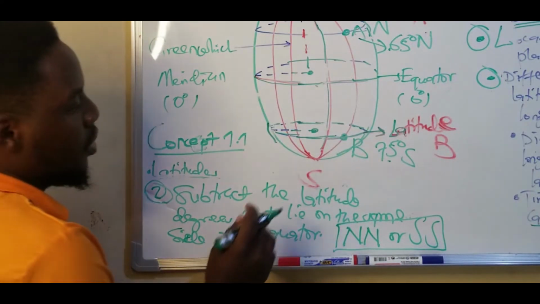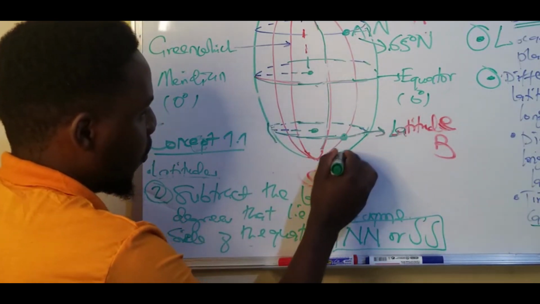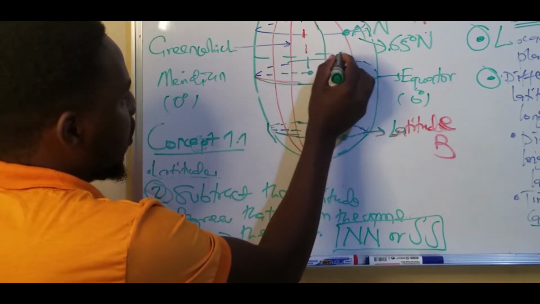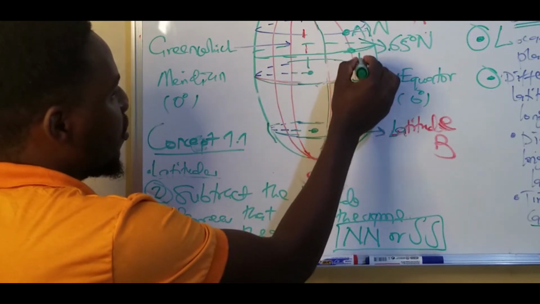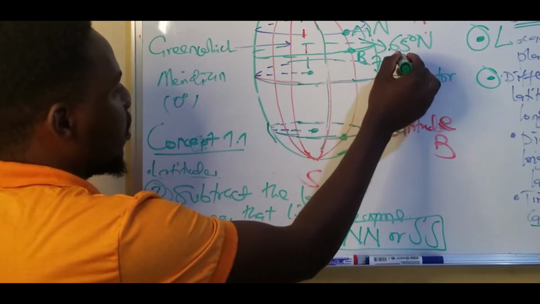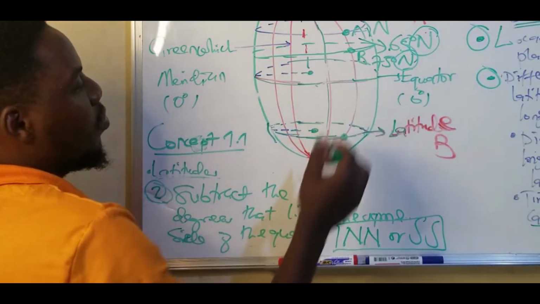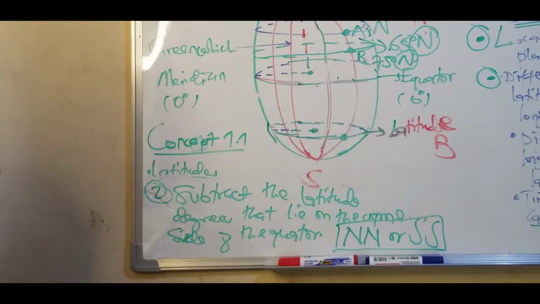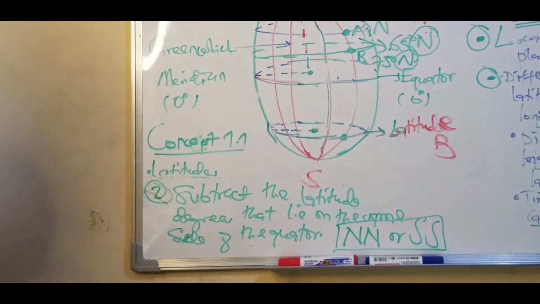For example, supposing B wasn't to the south of the equator. Let's say we have another latitude here just after the equator. Then you have point B here, which is 75 degrees north. Because our combination is north-north, or because they are both on the same side of the equator, when finding the difference in latitudes, you get to subtract in order to find the difference in latitudes.